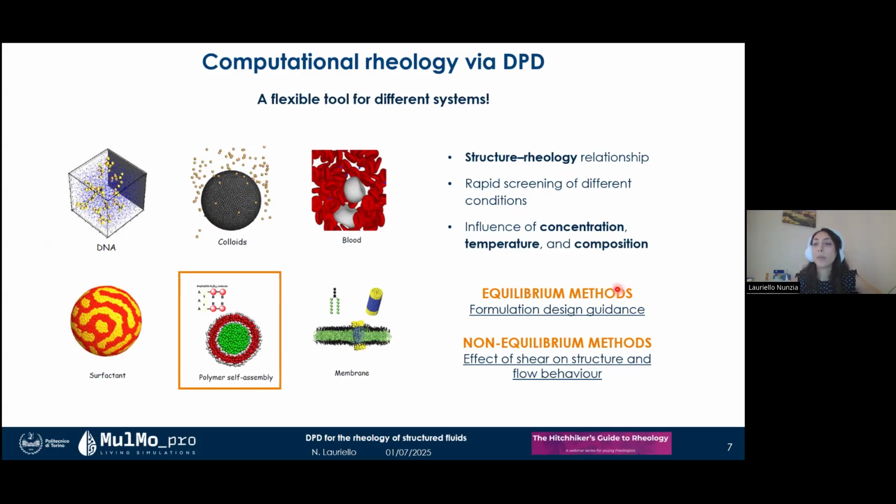Equilibrium methods are really important in the case of self-assembling systems since they allow the calculation of the zero shear viscosity without altering microstructures. And this is an important step to support experiments in the formulation design, but is a very important preliminary step before studying the effect of morphological changes under fluid motion or temperature changes. But at the same time, non-equilibrium methods allow a more complete characterization from the rheological point of view of the fluids by studying the effect of shear on structures and flow behavior.